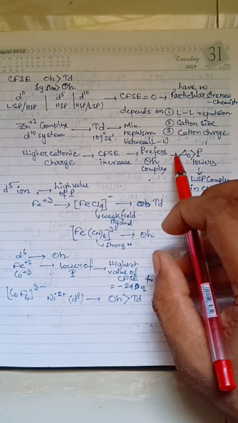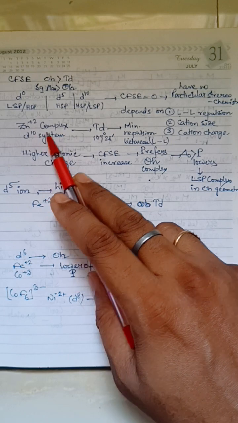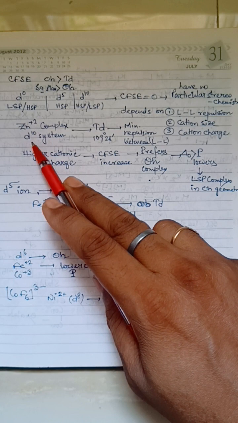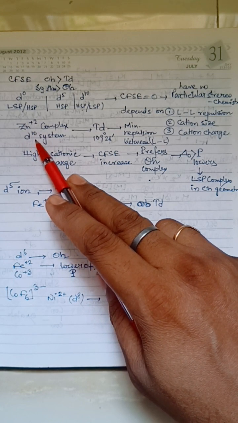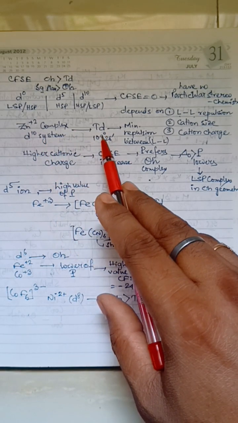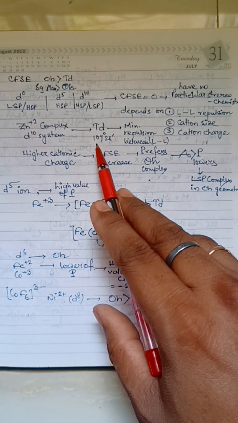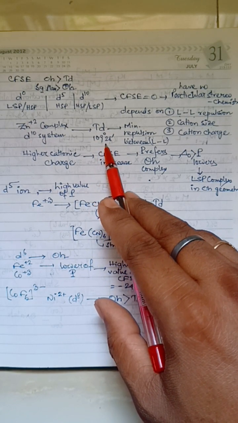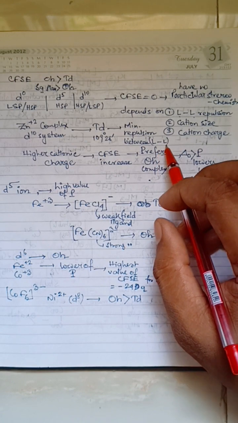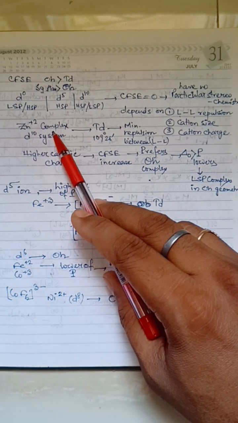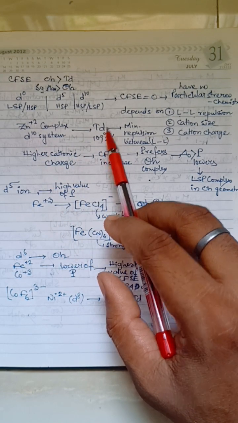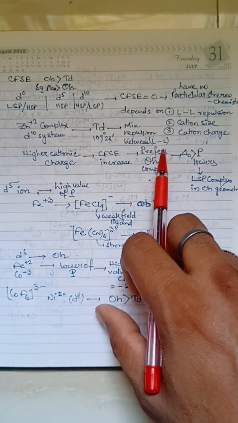Now, zinc 2 plus complexes with a d10 system. We already know that the zinc 2 plus ion contains d10, all the electrons are filled and also paired up. This d10 system always prefers tetrahedral geometry, and the bond angle in the tetrahedral field is 109 degrees 28 minutes, which creates minimum repulsion between ligand and ligand. So the zinc 2 plus ion complex with d10 system always prefers tetrahedral geometry with minimum ligand-ligand repulsion.